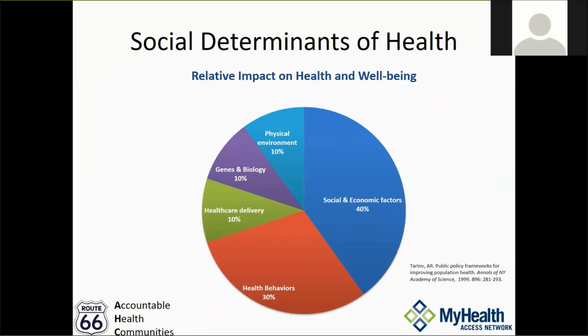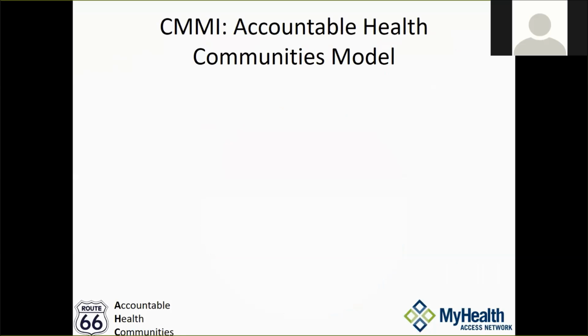But the social determinants of health, of course, are something that has been discussed for a while. This is a chart from 1999 that really highlights the fact that the healthcare delivery system, even if perfect, is not going to have as much impact on health and well-being as we might have hoped. And so getting into the social and economic factors and health behaviors is really where the game is, and some to getting into the physical environment. I think we're all in agreement on this.